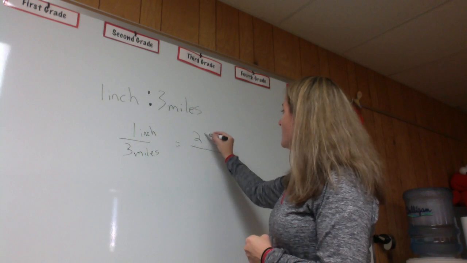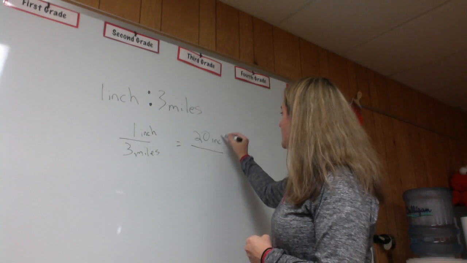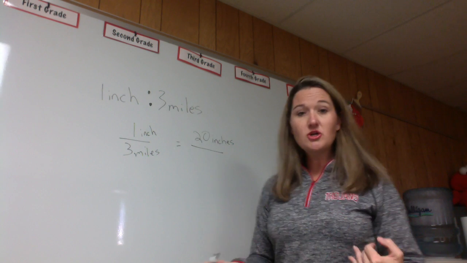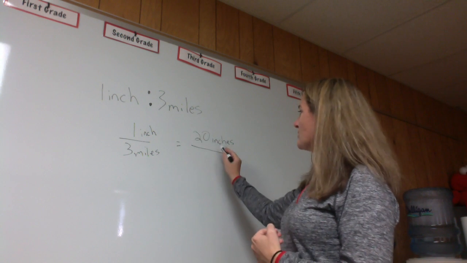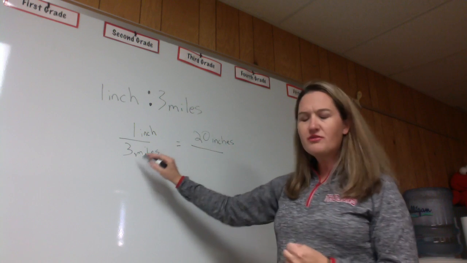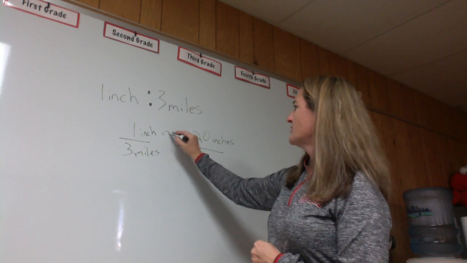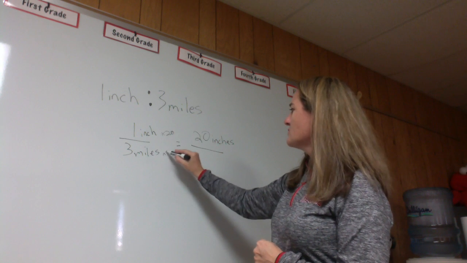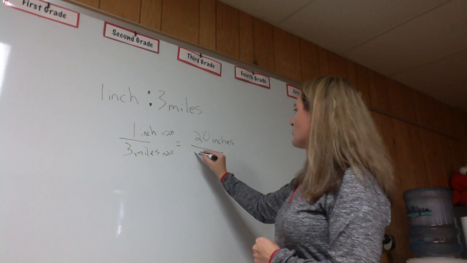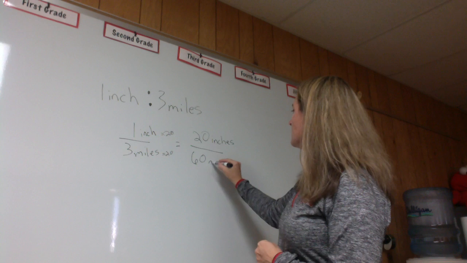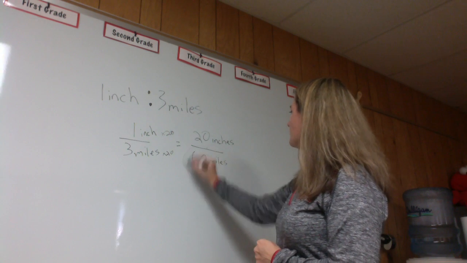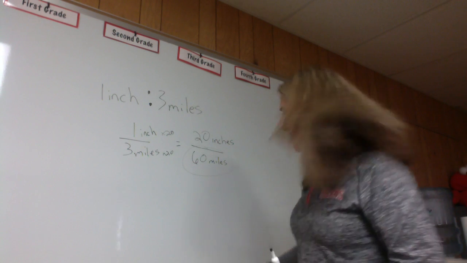So I'm going to do 20 inches, and then if 1 inch is 20 inches, what would I need to do to figure out the 3 miles? Probably just eyeballing that, that's times 20. So I'm going to do 3 miles times 20, and the 20 inches represents 60 miles, and that would be my answer.